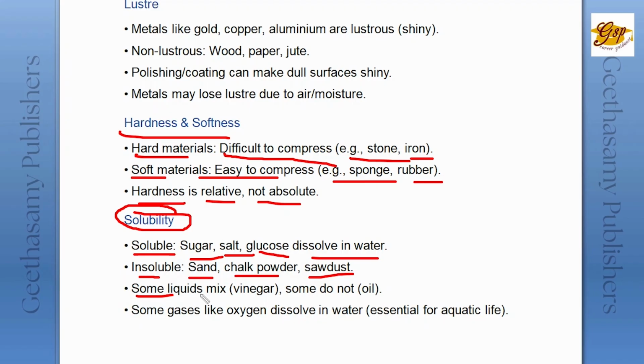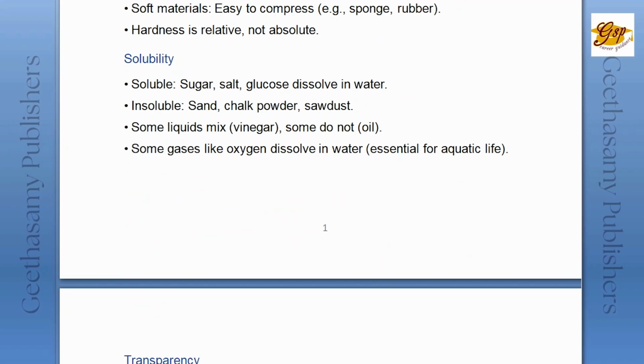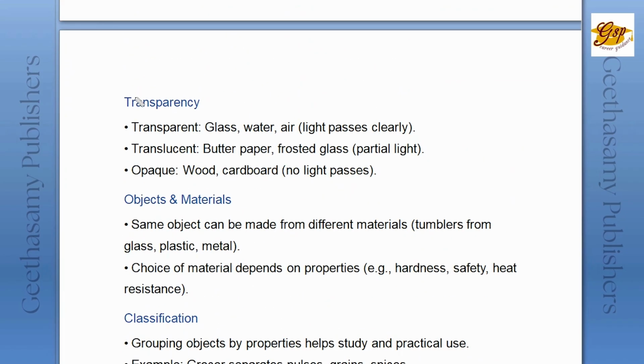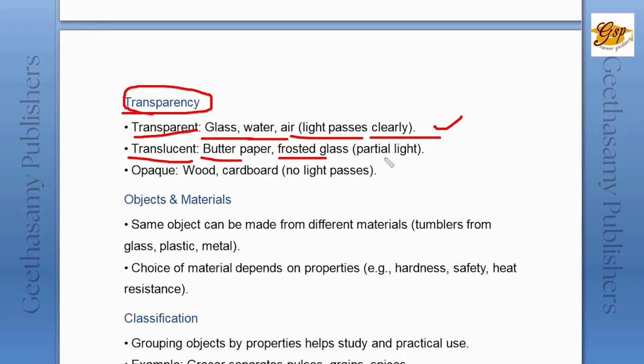Some liquids mix, that is vinegar, some do not, that's oil. Some gases like oxygen dissolve in water, essential for aquatic life. Very, very important. Next is transparency. Transparent: glass, water, air. Light passes through clearly. Translucent: butter paper, frosted glass, partial light. Opaque: wood, cardboard, no light passes.